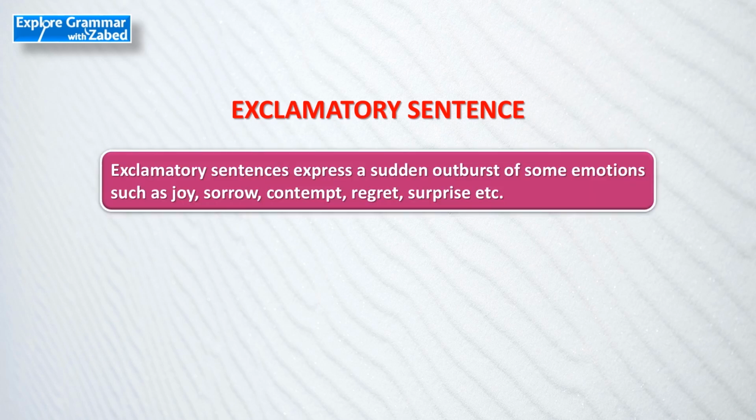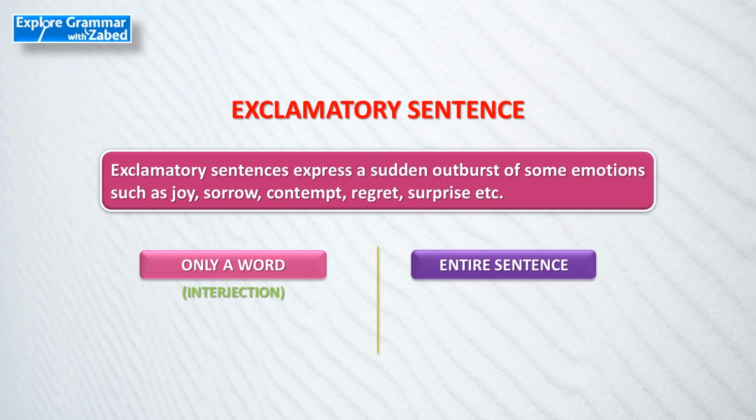First, let's understand what an exclamatory sentence is. An exclamatory sentence expresses a sudden outburst of emotions like joy, sorrow, regret, surprise, etc. They end with an exclamation mark. There can be two forms of an exclamatory sentence. First, only a word is in exclamatory form. This word is called an interjection. Second, the whole sentence is in exclamatory form.